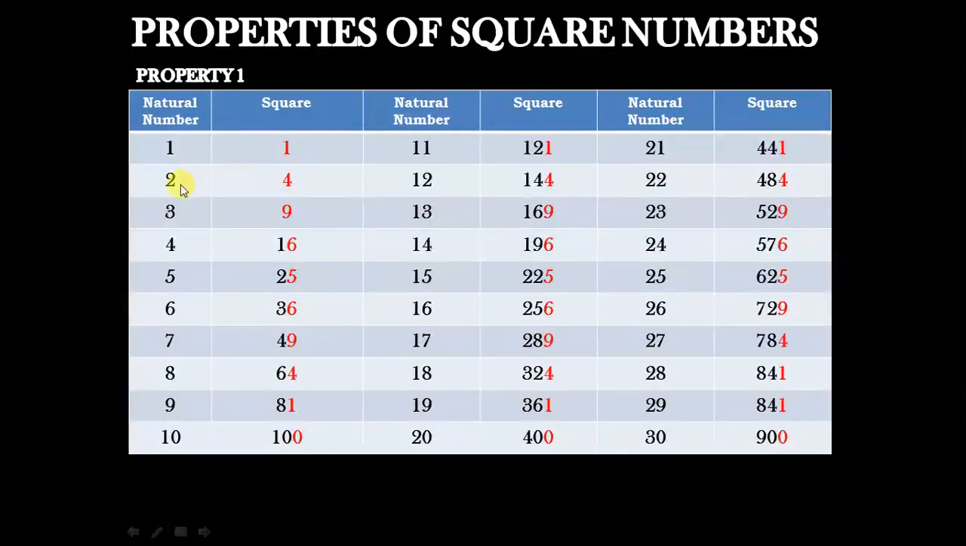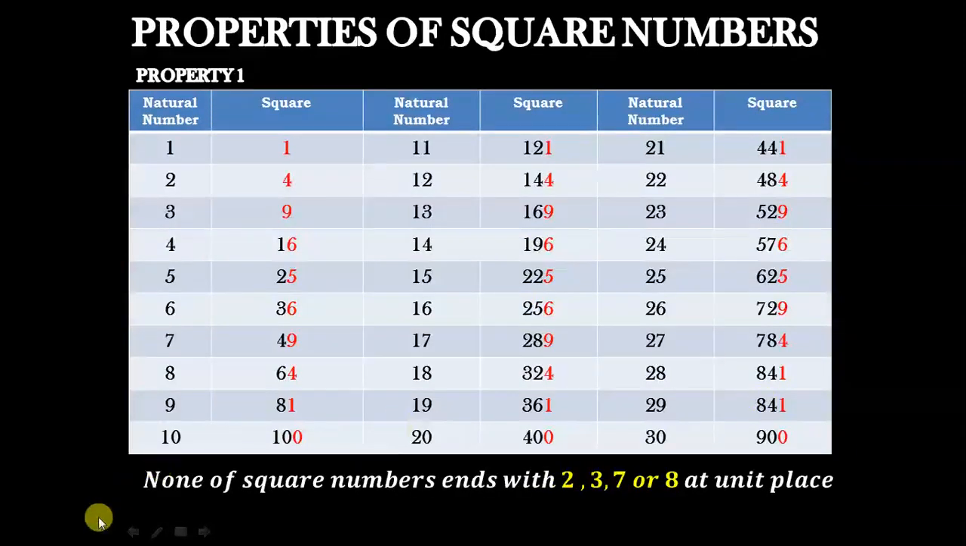Square of 1 is 1, 2 is 4, 3 is 9, 4 is 16, 5 is 25. Like that we have the squares of natural numbers from 1 to 30. If you analyze this chart properly, we can see that none of the square numbers ends with 2, 3, 7 or 8 at the unit place. That means if you check the numbers in red, you will not find 2, 3, 7 or 8 at the unit place.